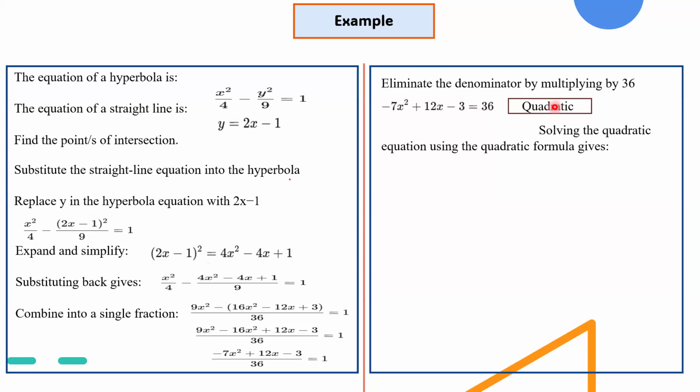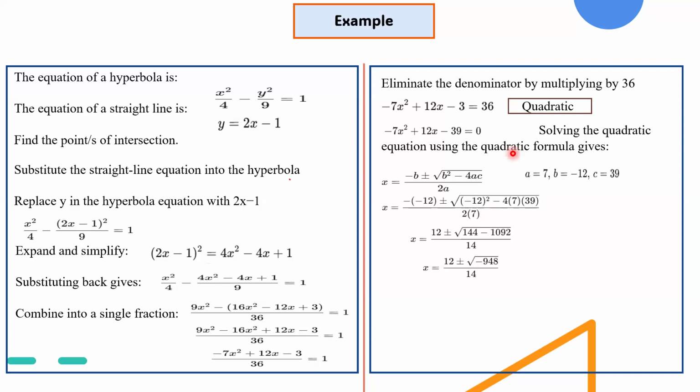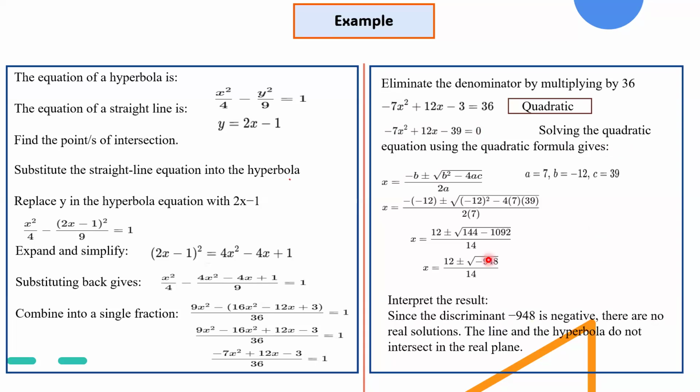So we've now written our equation after substituting one into the other, and we've put it into quadratic form. Now we equate the whole thing to 0 and solve the quadratic equation using the quadratic formula. After we substitute a, b and c into the formula, we end up with 12 plus or minus the square root of 144 minus 1092, all over 14.